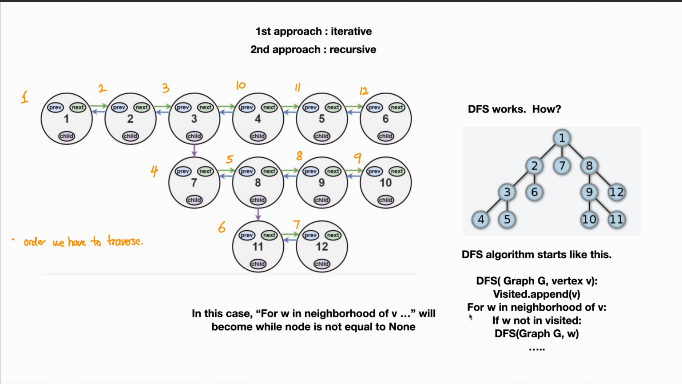So instead of for W in neighborhood of V, instead of this for loop, we will have a while loop. So our node will point to this guy, and while node.next is not equal to none, we will keep moving to the right until we hit here. Then we will exit the while loop, and then we return.